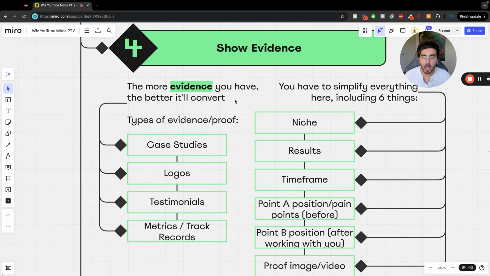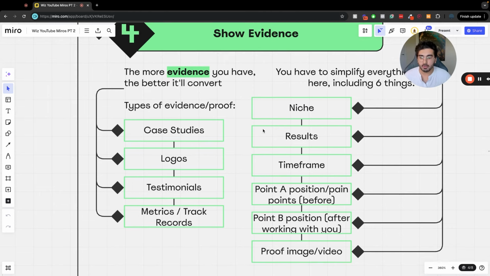The more evidence you have, the better it will convert. Now, what I learned from my friend Colima Wizard is people don't actually read every testimonial. They're not looking through every single testimonial. You just want to swamp the page with them. So you have to simplify everything. You could have case studies, you could have logos, testimonials, and metrics and track records.